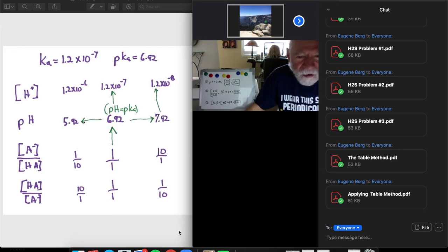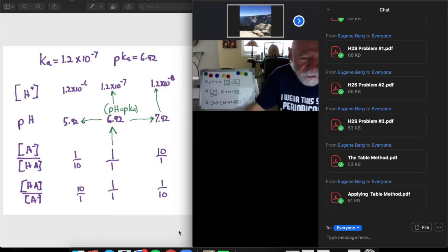Now compare how the hydrogen concentrations change. As you go to 1 pH unit higher, it changes by a power of 10. It kind of makes sense because pH is a log scale. Now, notice how the ratio of base to acid has changed. If you go 1 pH unit higher, then the ratio changes by a factor of 10. So notice the base to acid is 10 to 1. If you look at the bottom part, the acid to base is 1 to 10.